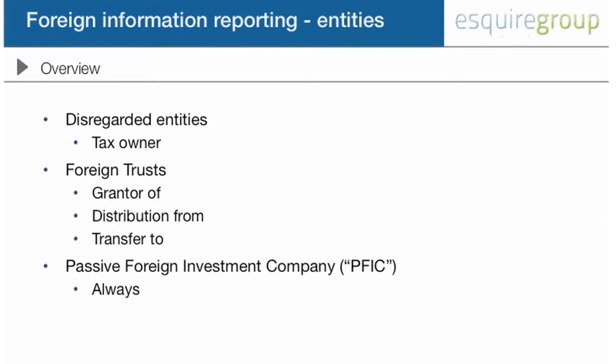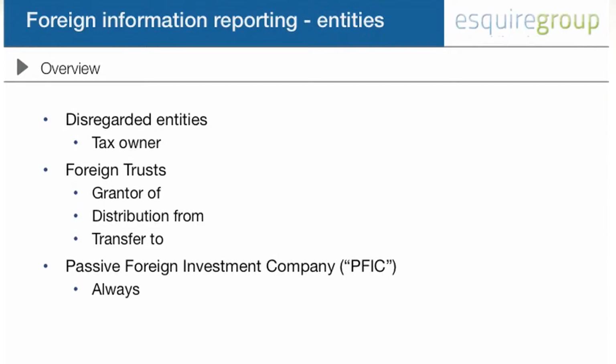Now moving on to foreign trusts. If you've created a foreign trust, i.e. you're the grantor of a foreign trust, you've received a distribution from a foreign trust, or transferred assets to a foreign trust, you're going to have some reporting requirements. Form 3520A and Form 3520. You might be thinking to yourself, I don't have anything to do with a foreign trust. But keep in mind that most foreign pensions are considered foreign trusts. So if you're paying into a foreign pension or receiving distributions from a foreign pension, you're going to have a filing requirement.